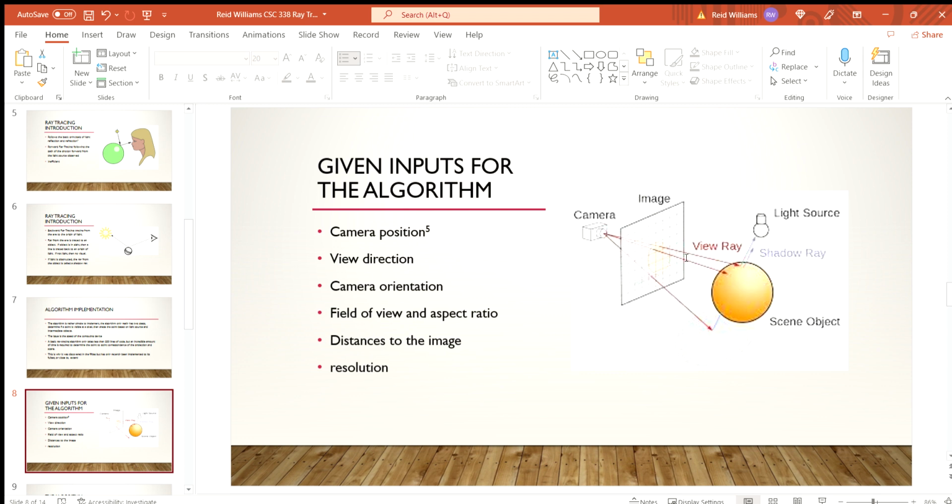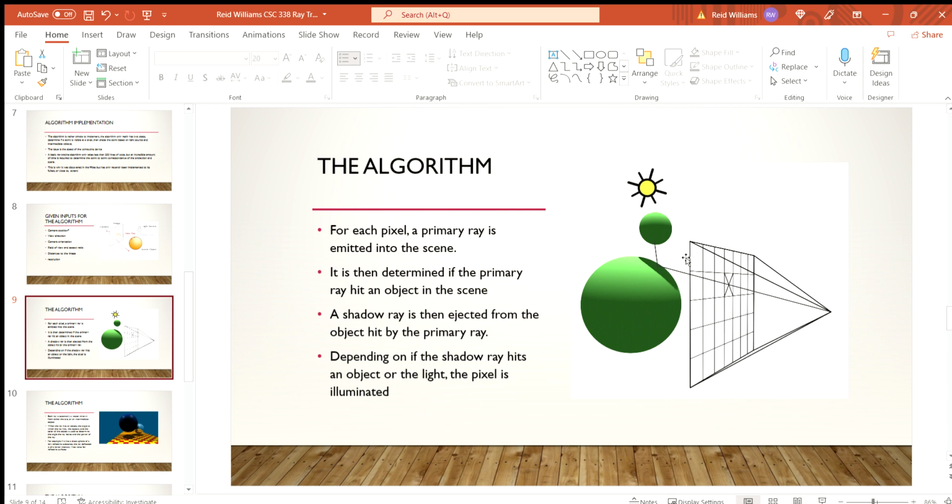Whenever we're beginning this algorithm computation, we have a few factors that are set up that we know. We have the camera position, we have the view direction, the way that the camera is facing, the camera orientation, so angle, things like that. And then we have the field of view and aspect ratio, so how wide are we looking, how tight is the quote-unquote lens of this imaginary camera. And then we know the distance to the image and the resolution. And then, using all of those factors, we can start calculating where the rays are going to hit and where they're going to bounce from.